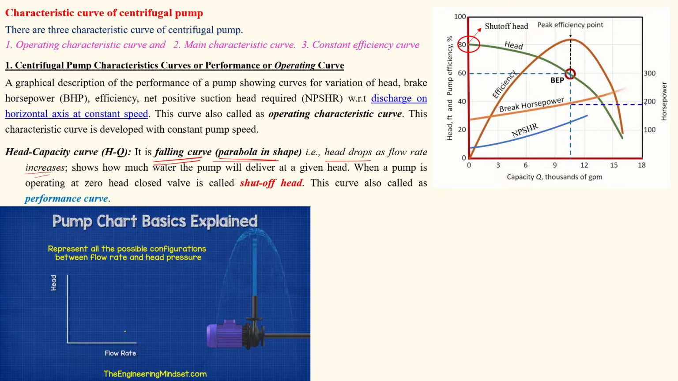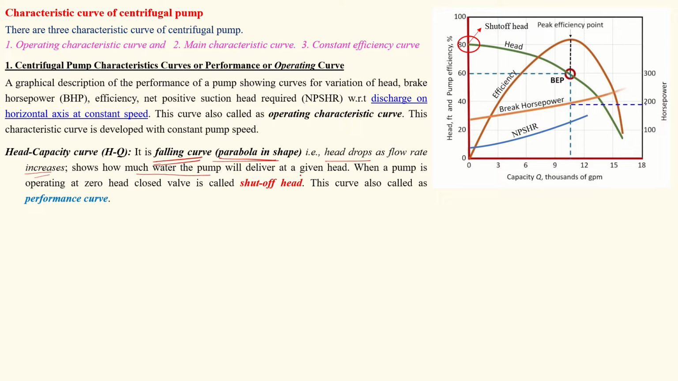What is the head here? It shows how much water the pump will deliver for a given head. This Q versus head curve shows how much water the impeller or pump can draw and deliver to a given height. So this is also operating for a 0 head.